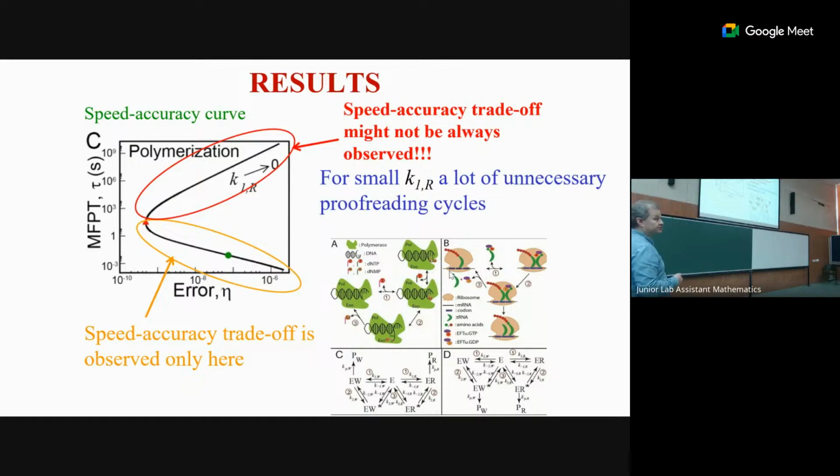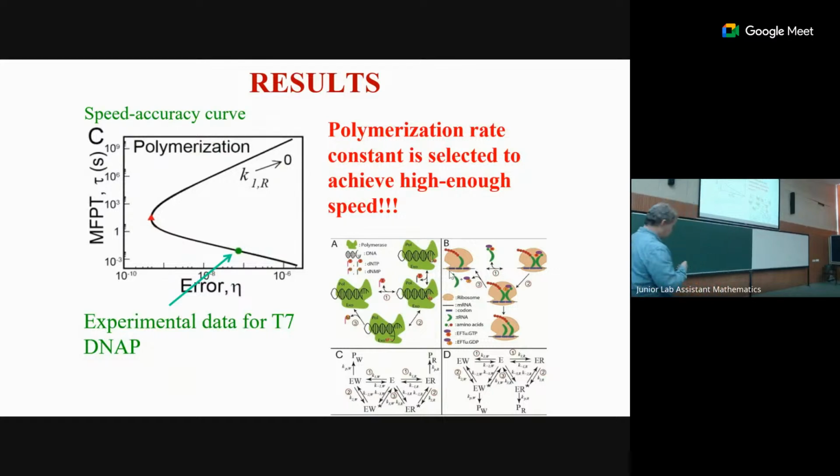But surprisingly, there is a range of parameters where it doesn't work. There is a range of parameters where there is no speed accuracy trade-off. You want to be more precise and you can do things faster. The green point corresponds to experimental data. So for this system, experimental data are on this branch. But the important first conclusion is that speed accuracy trade-off is not necessarily always observed. You can change other rates and the situation is similar.